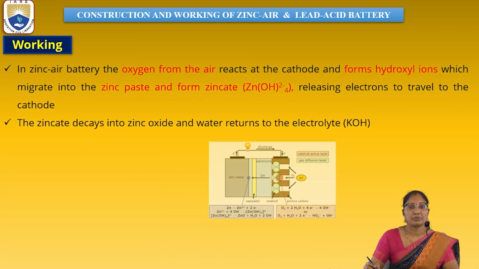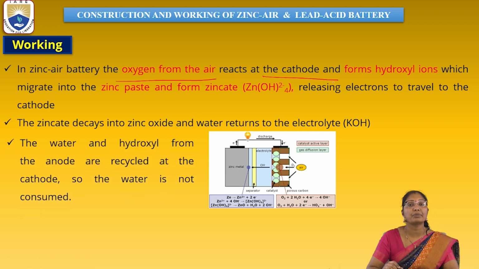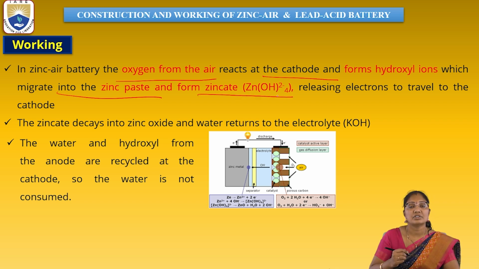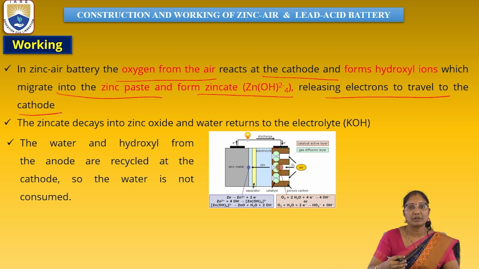So what is the working principle? In a zinc air battery, the oxygen from the air reacts at the cathode and forms hydroxyl ions. The oxygen enters the membrane and is converted into hydroxyl ions by reacting at the cathode. These migrate into the zinc paste and form zincate. So zinc is converted into zincate, which is Zn(OH)4 2 minus, releasing electrons that travel to the cathode. The zincate then decays into zinc oxide and water.